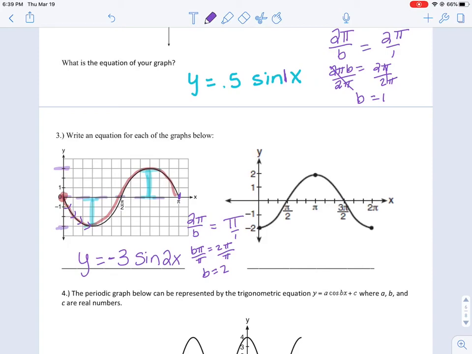For the second one here, again, my midline is here at the x-axis. If I want to find my amplitude, I'm going from my midline up to the max, so I'm going up 2. So again, start with y equals. I'm going to put a 2 there for my amplitude. Now this is a cosine graph, but it's starting at its minimum, so it's a negative cosine graph. And then your b value is how many cycles in 2 pi. If we look, I have 1 cycle in 2 pi, so this is going to be a 1x, or you could just put the x there.